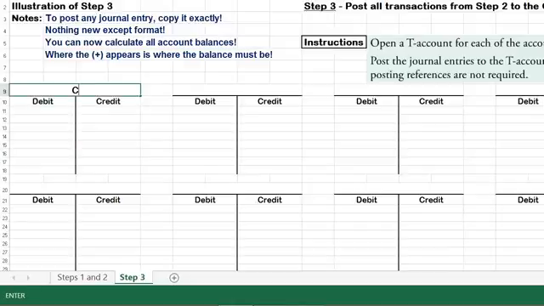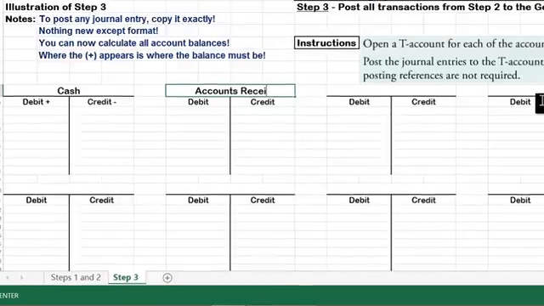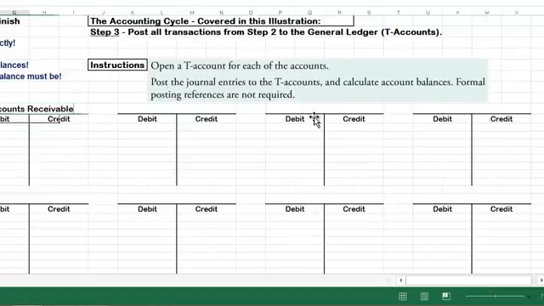We'll do our cash first. Remember, that's an asset, so that would be debit plus and credit minus. We'll indicate these things like this. Then we'll just work our way across. Then we can do accounts receivable. We're only going to do accounts that we used in the first and second steps. Again, an asset, so accounts receivable will have a debit balance, debit plus, credit minus.